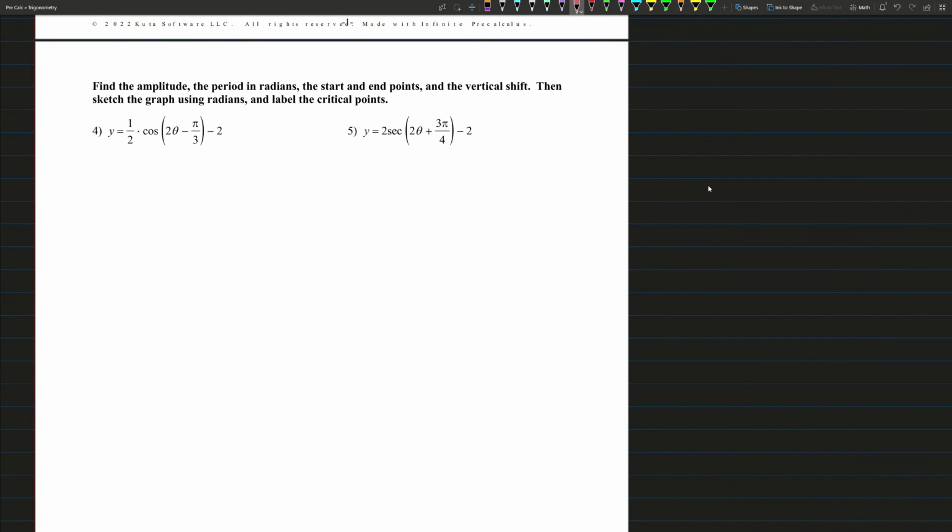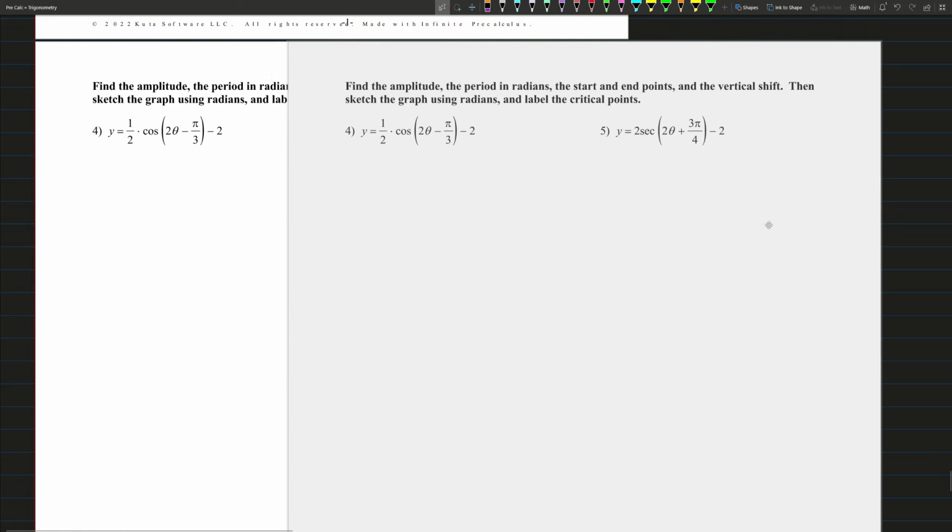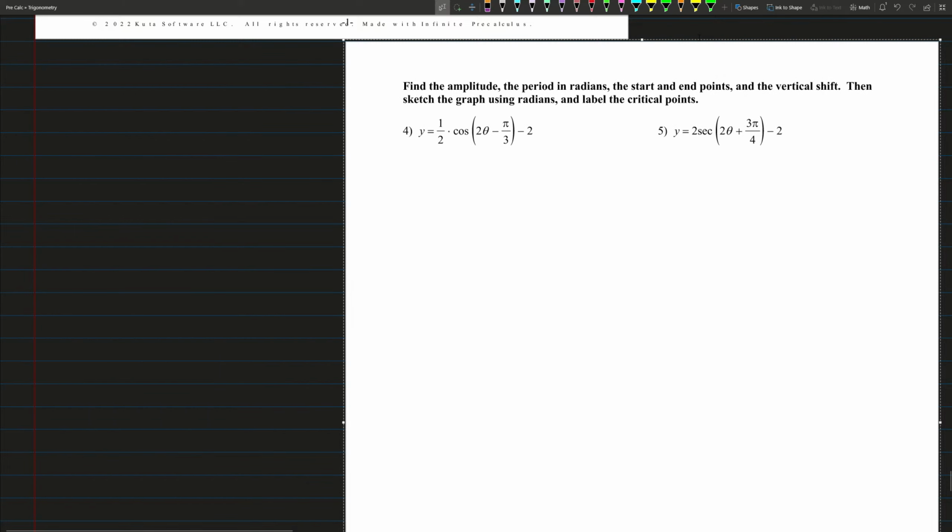Number 4. Shift this over just a little bit. We need to do a whole bunch of work before we can do anything. So we have to identify the vertical shift, D, which in this case is just -2. We have to get the amplitude, which in this case is just 1/2. We have to get a start point.